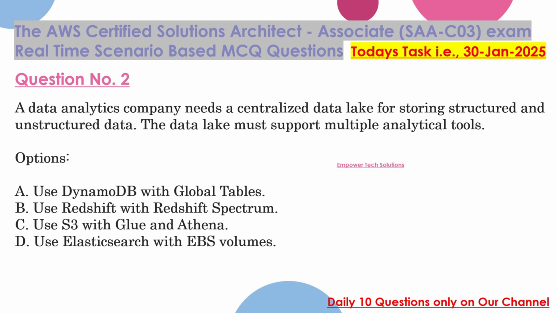Question 2. A data analytics company needs a centralized data lake for storing structured and unstructured data. The data lake must support multiple analytical tools. Options: A. Use DynamoDB with global tables. B. Use Redshift with Redshift Spectrum. C. Use S3 with Glue and Athena. D. Use Elasticsearch with EBS volumes.